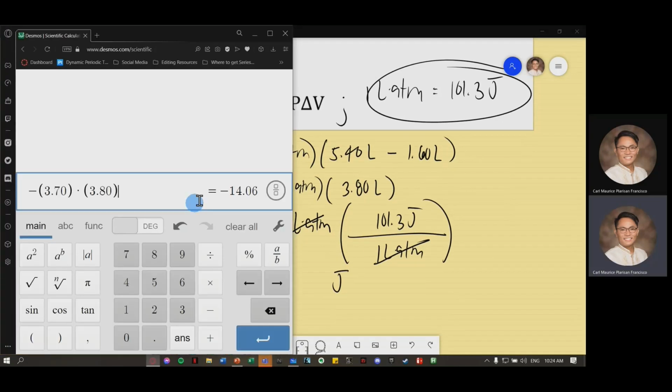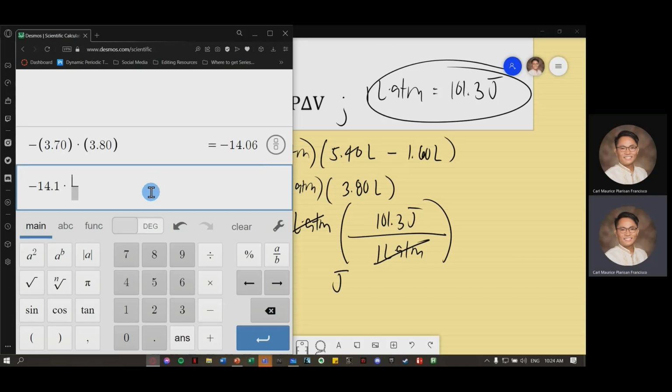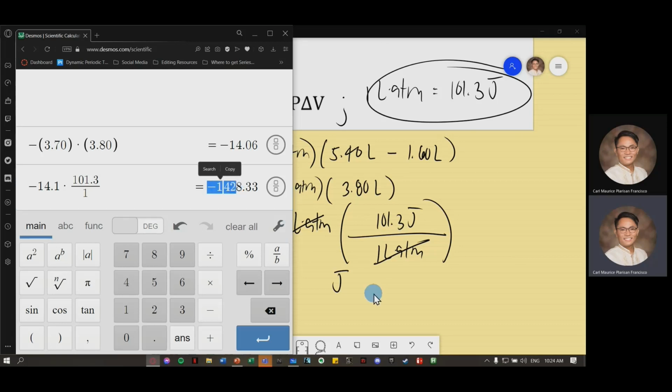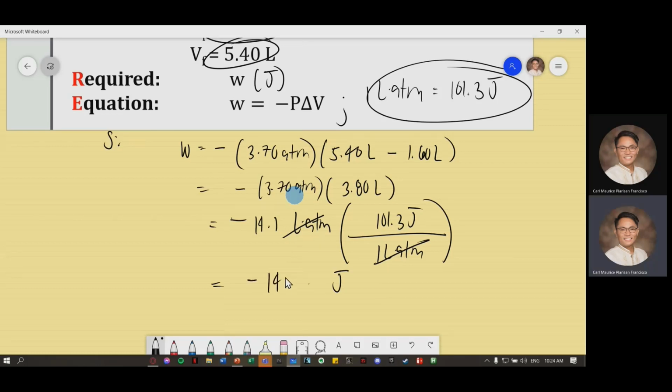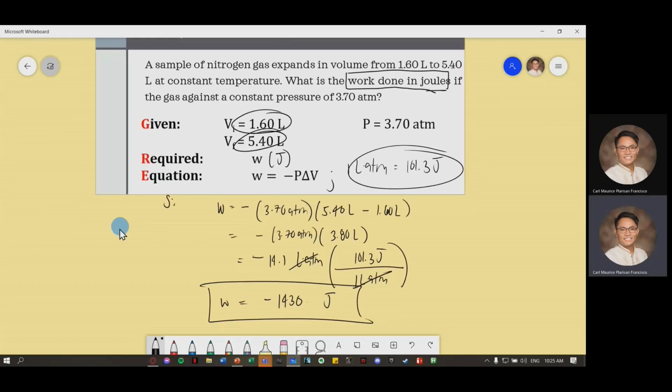Okay, so now this is negative 14.1, times 101.3 all over 1. We have negative 1428, but we only need 3 significant figures, so I'll be getting negative 1,430. So negative 1,430 joules is the work for this problem. Okay.